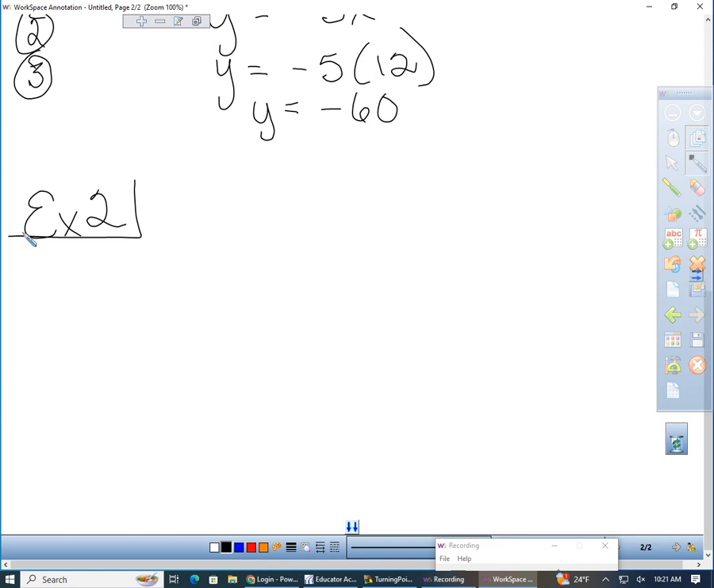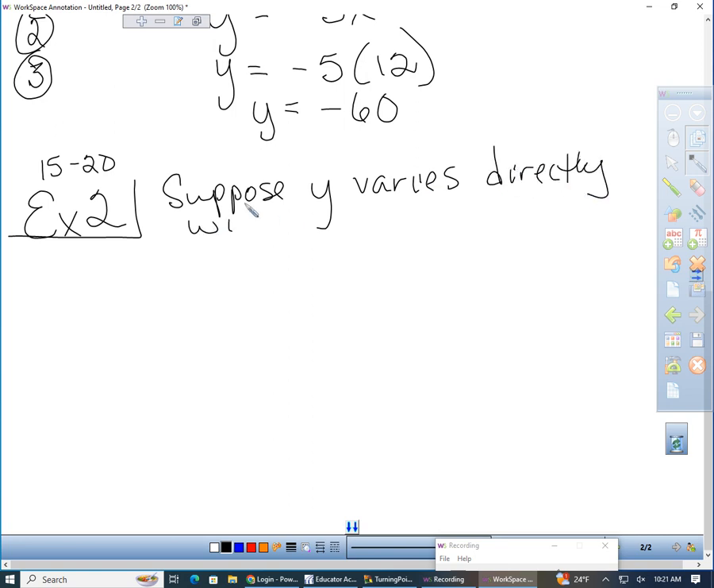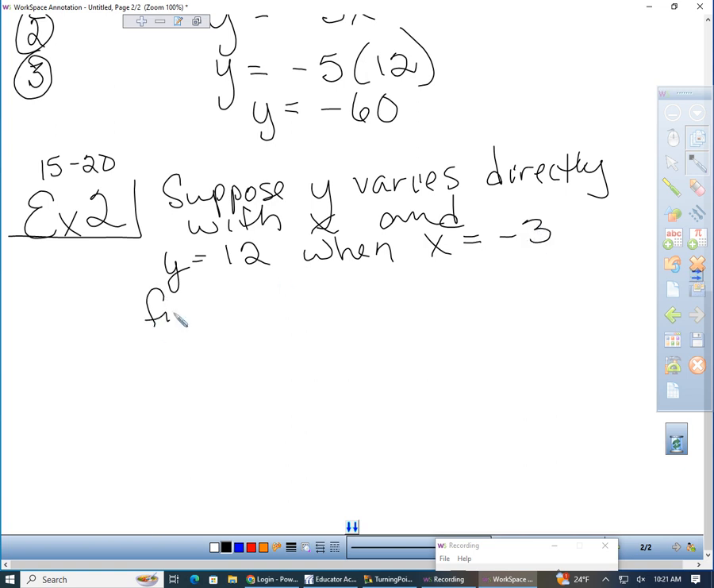Example number 2 is going to cover 15 through 20. And here's how it starts. It says, suppose y varies directly with x, and y equals 12 when x equals negative 3. Find y when x equals 12.